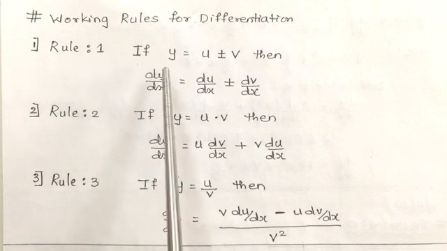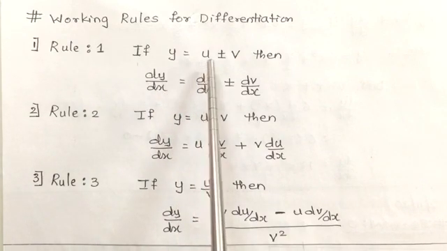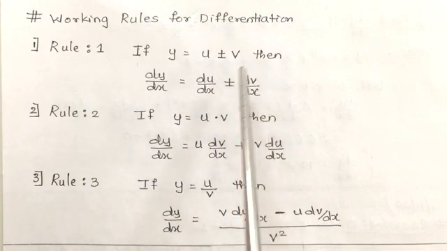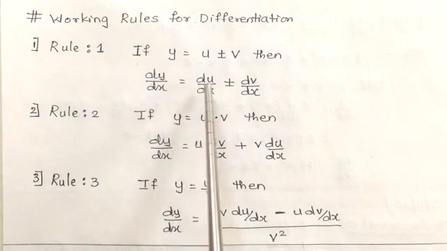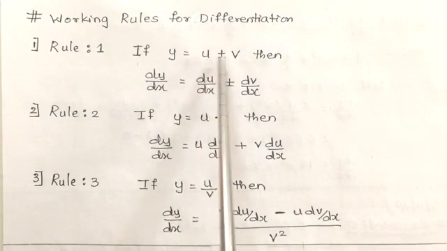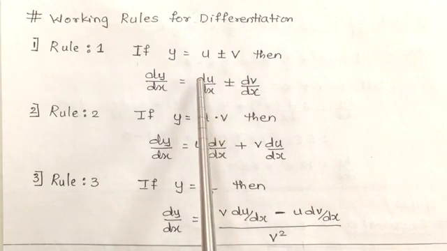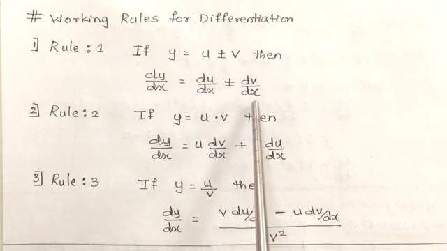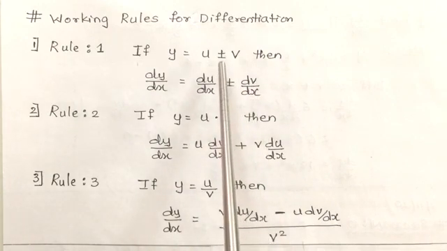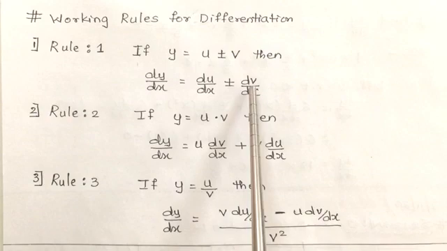Rule number 1 is, if y is equal to u plus or minus v, then dy by dx is equal to, we can separately take the derivative of both, du upon dx plus or minus dv upon dx. So in the case of plus and minus, each term can be directly differentiated.